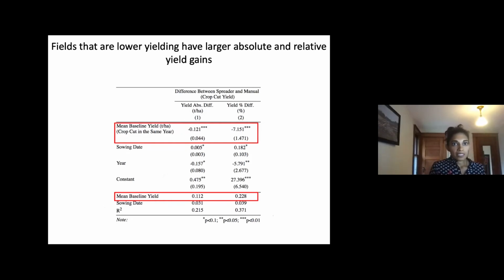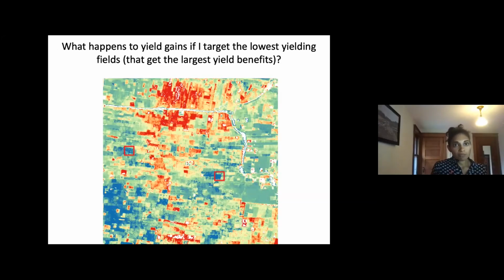So this gave us the idea that we can actually estimate yields from space. Maybe we could identify those low yielding fields a priori and target them with the intervention. Our hypothesis was that if we could use the satellite data to pick out low yielding fields and target them, we might be able to get an even bigger increase in yield gains than we would expect if we were giving the technology out at random.